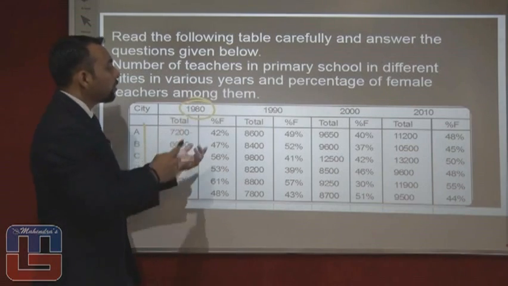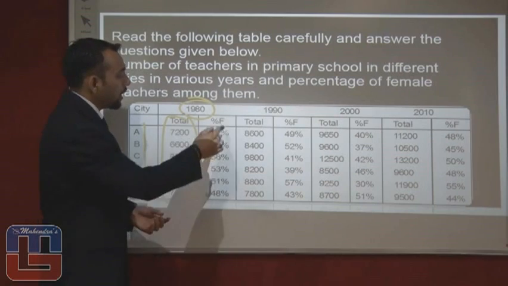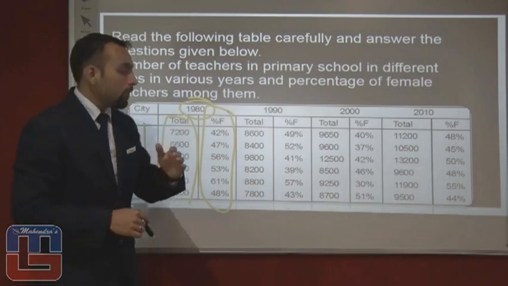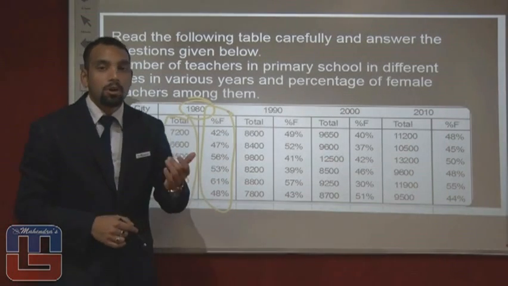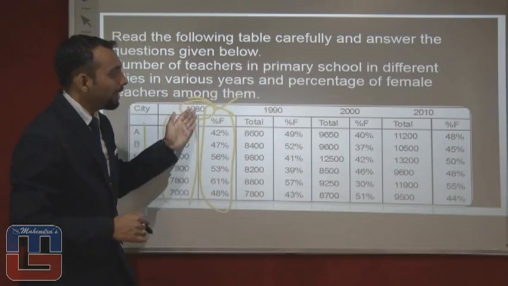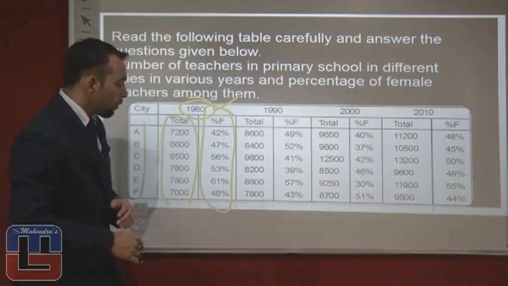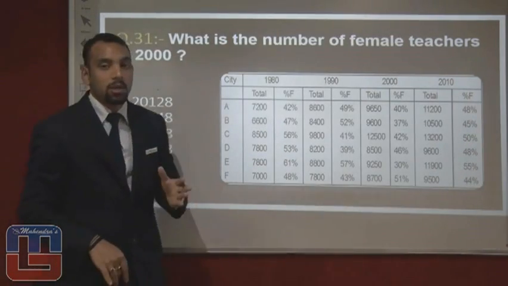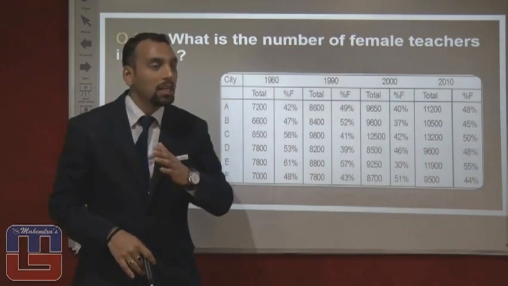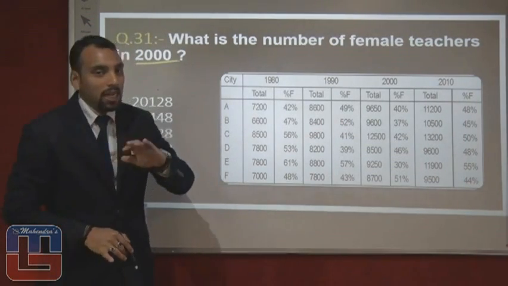Now see, in 1980, this is a year, total number of primary teacher, and we have given the percentage of female. Alright, now the DI is saying we have given the cities and we have given the total number of primary teachers and the percentage of female in various years. For example, 1980, 1990, and so on. Now, the first question on the screen from DI is, what is the number of female teacher in year 2000? So, number of female teacher in 2000.